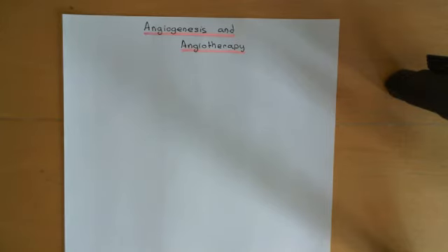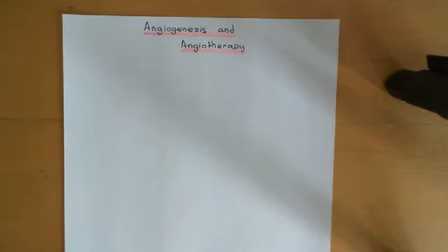Then finally, we'll talk about something potentially for the future, which is using angiogenesis to treat coronary heart disease, and in that case we want to upregulate the angiogenesis. In the two previous cases, angiotherapy for cancer and angiotherapy for diabetic retinopathy, we want to inhibit the angiogenesis. For coronary heart disease, we'll want to increase angiogenesis. So we'll look at that as a potential treatment for the future, basically.